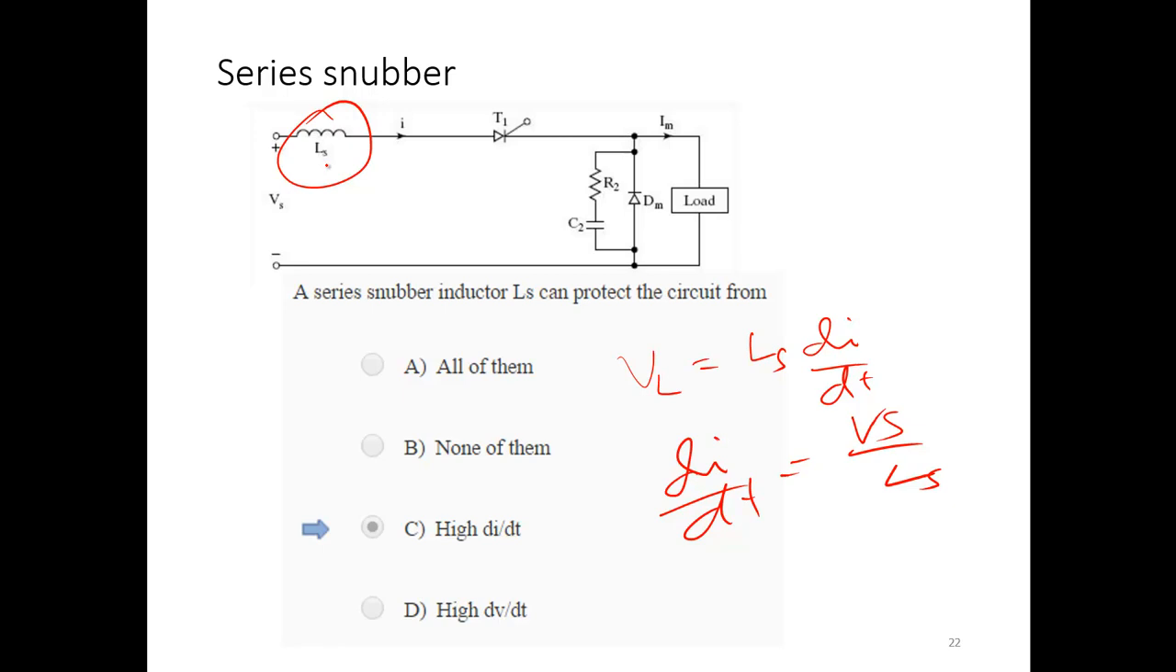That means if you turn on this switch, the thyristor, previously this diode was probably conducting, then you can see that voltage Vs will appear across that inductor, and the current will rise almost linearly, and the di/dt will be Vs by L. You need to protect that inductor. This is called the series snubber. It is connected for di/dt.